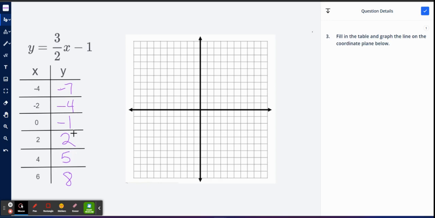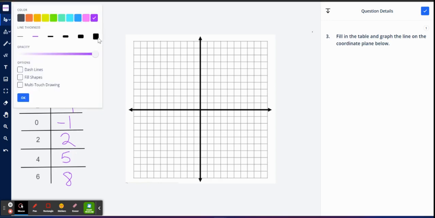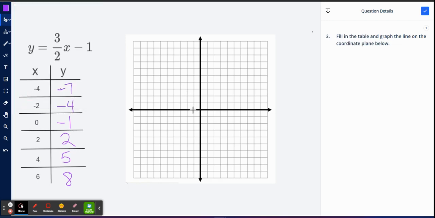Now graphing the points, I'm going to change to the ultimate thickness, and we have -4, -7. Yep. Click. -2, -4. Click. 0, -1. Click. 2, 2. Click. 4, 5. Click. And 6, 8. Click. And it looks like a straight line.